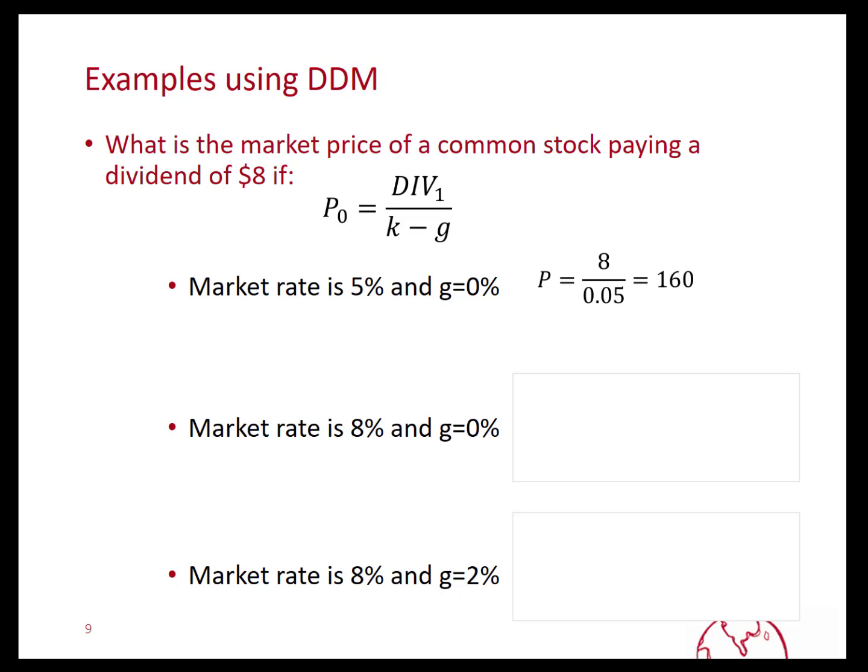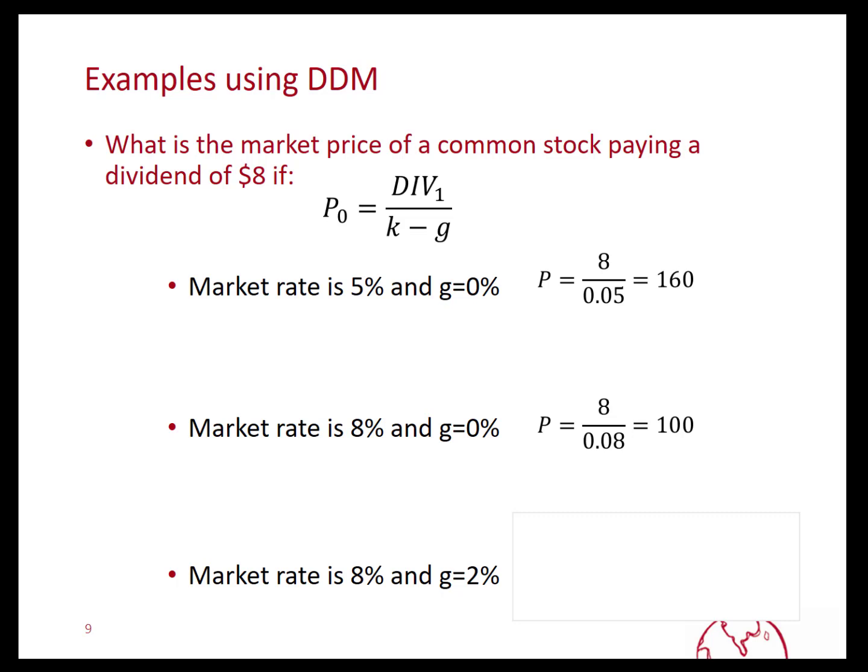Notice, however, that if this discount rate is increased or the expected return is increased from 5 to 8%, still with no growth, what do you think will happen to the price? Remember that when you discount any future cash flows at a higher rate, the price today is going to be lower due to present value. If you take $8 and divide it by 0.08, the price today is $100, which is lower than the 160.